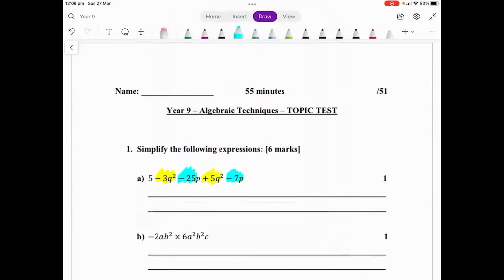Here are the solutions. Question 1a, collecting like terms. 5 is the only constant, so we leave it alone. Combining the q squareds, minus 3 plus 5 gives us plus 2q squared. Combining the p's, minus 25 minus 7 gets you minus 32p. Final answer, 5 plus 2q squared minus 32p.